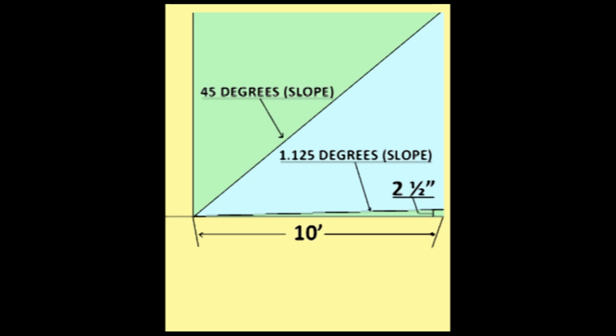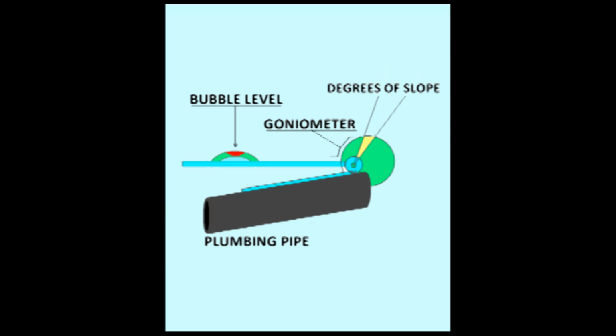First of all, you need to convert 2.5 inches per 10 feet into degrees. I've already done the math for you, and I can tell you that the required slope is a minimum of 1.125 degrees drop from dead level. Remember that number and keep it handy. You might even want to mark it on your goniometer, because that's the tool you will be using when confronted with the challenges I mentioned before.